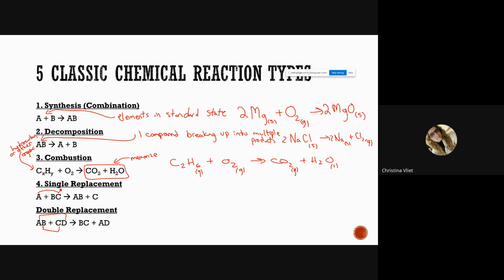Now, go ahead and balance this. What would we do first from last class? What should we balance first? Carbon. Hydrogen would be 3. How many oxygens do I have now? 2 times 2 is 4. 4 plus 3 is 7. So this is 3.5.